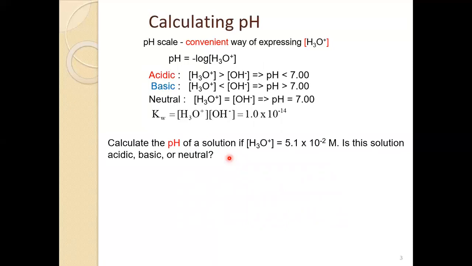So to practice those, we have this one. We're going to calculate the pH of the solution given the hydronium concentration, and then from that pH, decide whether it's neutral, basic, or acidic based upon our criteria. Remember, 7 is our critical number. Less than 7 is acidic. Greater than 7 is basic. And exactly 7 is going to be neutral.